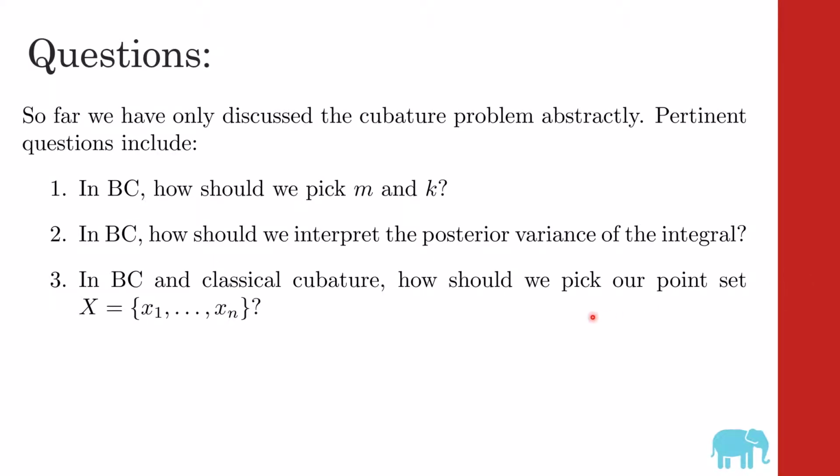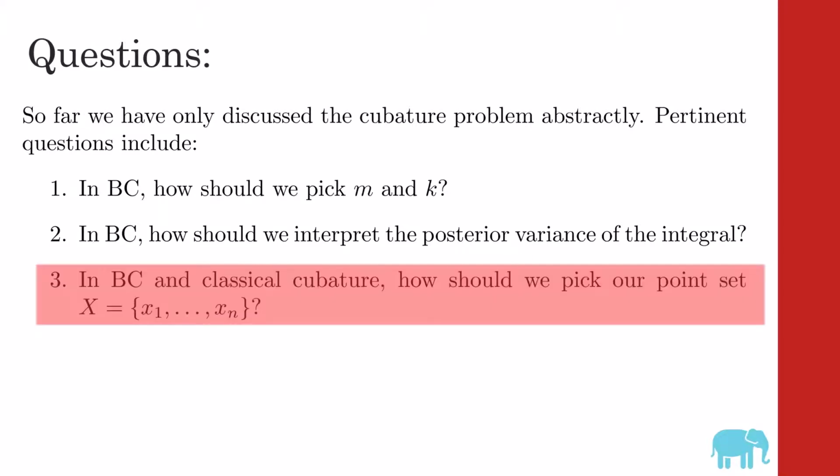Okay, so questions. We have discussed the cubature problem abstractly, Bayesian cubature, but certain questions that we might want to answer are the following. So how should we pick m and k? This is really just prior specification. Second of all, how should we actually interpret the posterior variance of the integral? And so we have this final question, which is how you should actually pick the point set where we evaluate the integrand. And this is what the remainder of the talk will be dedicated to.